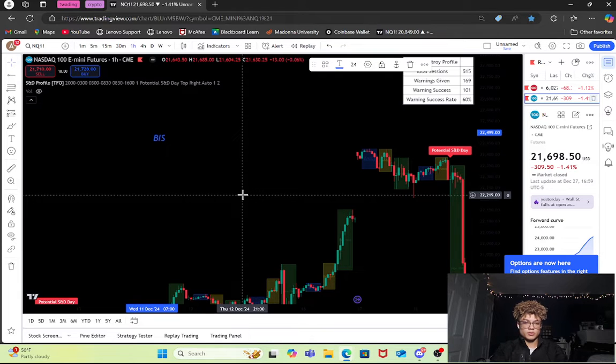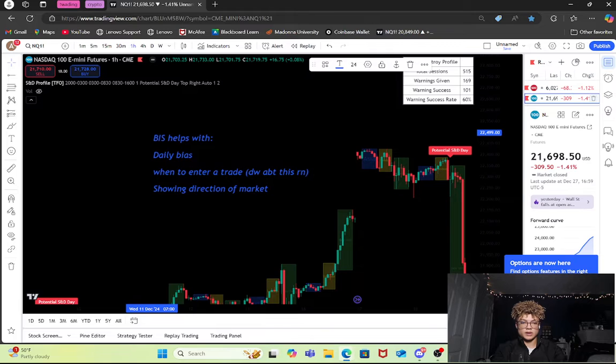Break in structure helps with the following: daily bias, when to enter a trade, but don't worry about that right now. It helps with showing direction of the market and shows a shift in trend, right?